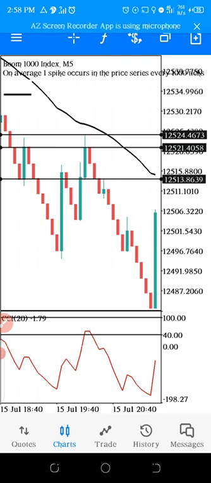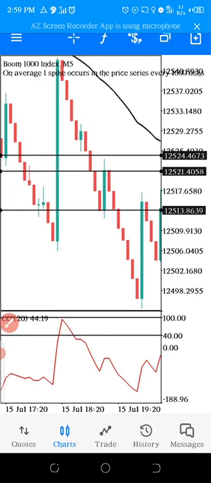Okay, that is 12513. So I was risking 3 points to get 8 points of the market, and that took two 5 minute candles to get to my take profit level, and that means that is 10 candles. Okay, you can see how practical the strategy is.